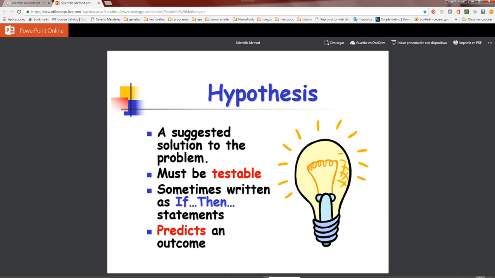To make the hypothesis, you can make statements that are usually written as if, then. Okay? And in the hypothesis, you are predicting an outcome. This outcome is the one that is going to be tested.